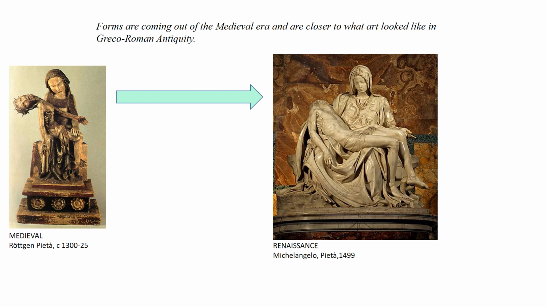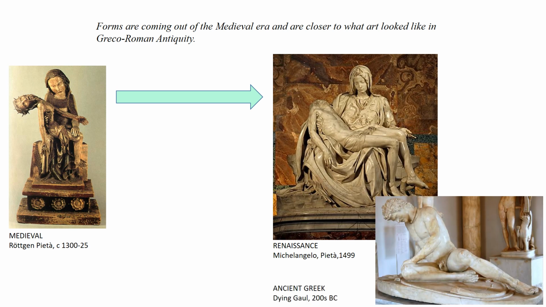As this cultural change happened, in artistic terms, forms are moving back towards the Greco-Roman approach to representation after a long hiatus. That's to say, representational art looks more true to life, or true to nature. This is why we call it naturalistic. In the Renaissance, you see depictions of figures that are both lifelike and ideally beautiful.